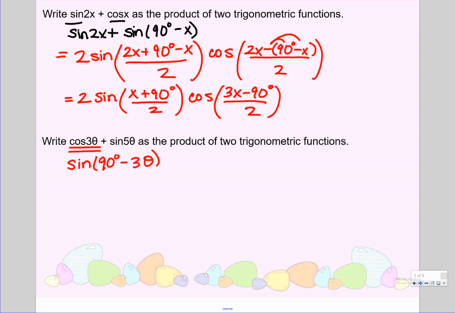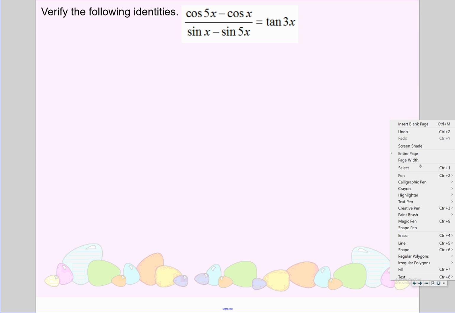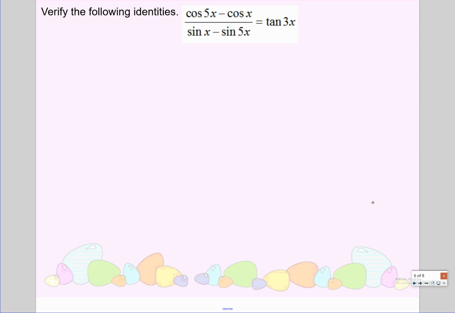All right, so last two problems today are two proofs, of course. And that'll be it for 6-4. All right, so I am verifying cosine 5x minus cosine x over sine x minus sine 5x is equal to tangent 3x.